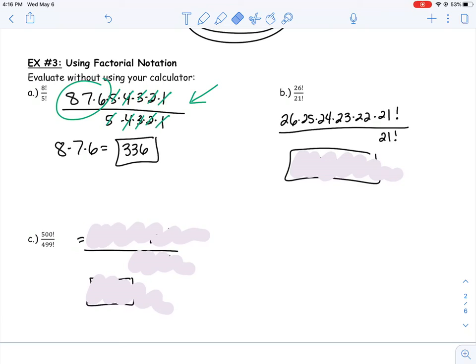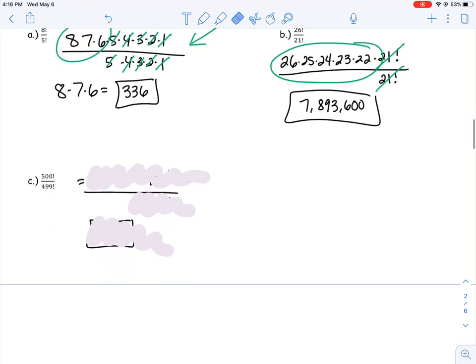And won't the 1's on the numerator and denominator reduce, and the 2's reduce, and the 3's reduce, and all of the numbers will reduce, including the 21's? So can I at least stop at 21 and say, all of those numbers, the 21, 20, 19, and so on are going to reduce, instead of writing it all out? And so then I can see, without writing it all out, that we're just going to have 26 times 25 times 24 times 23 times 22 left. Okay, we might need to use a calculator on that one. I got 7,893,600.